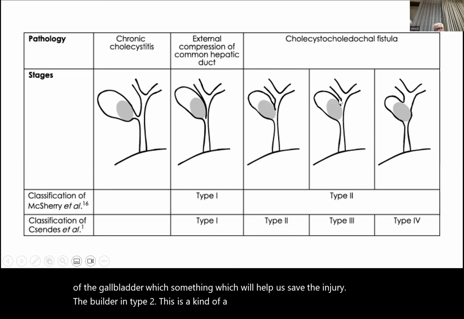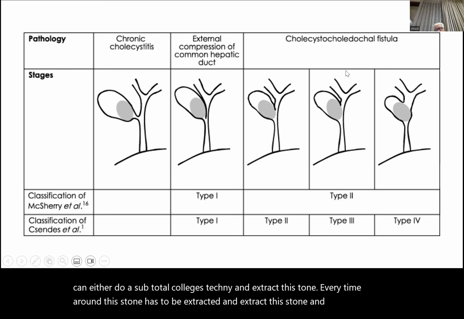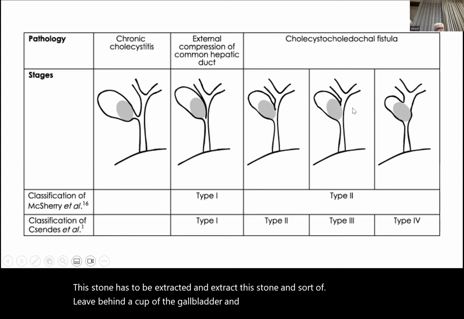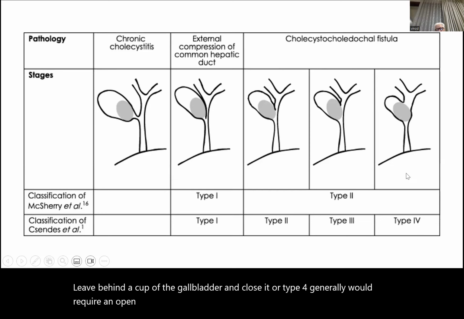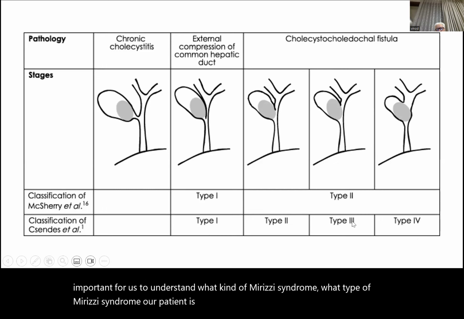In type 3, again, this is a kind of overlap zone or borderline area where you can either do a subtotal cholecystectomy and extract the stone, and leave behind a cuff of the gallbladder and close it. Or, type 4 generally would require an open approach and hepatico-jejunostomy. So this is why it is important for us to understand what type of Mirizzi syndrome our patient is having, and plan the treatment accordingly.